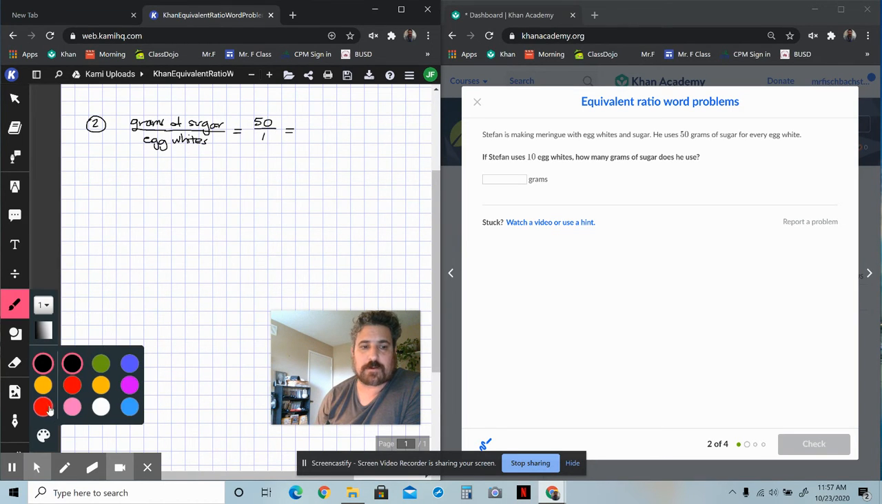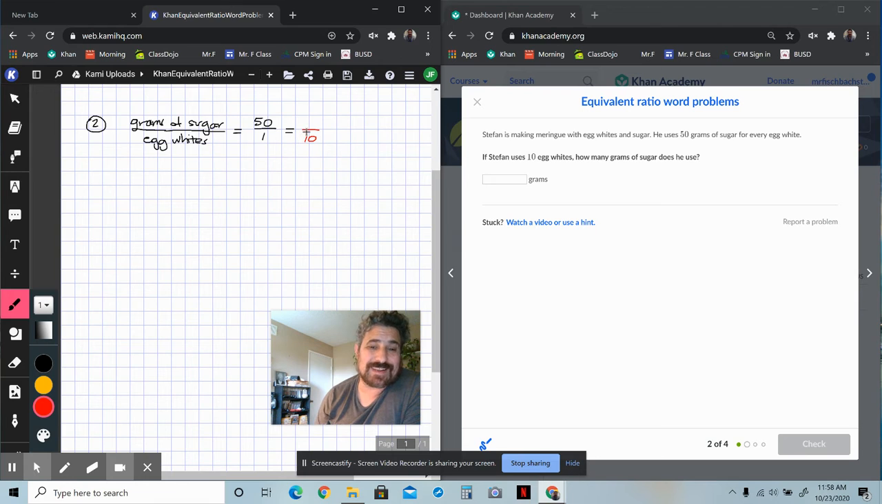And then we're trying to figure out, Stefan uses 10 egg whites. How many grams of sugar will he use? Well, now he's changing the denominator not from 1, but to 10, right? We're using 10 times as many egg whites. I'm going to need 10 times as many grams of sugar, right? So obviously x is just going to be 10 times 50, right? But you guys can see that process.